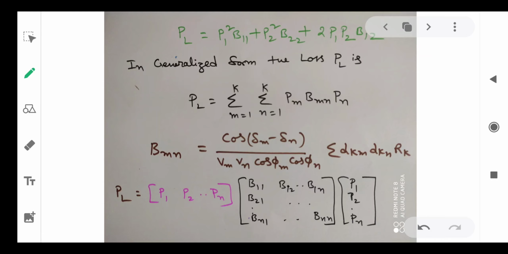Separate terms can be obtained. This is the general expression and conclusion of the Bmn coefficients.